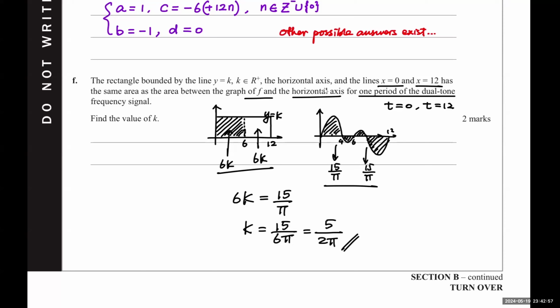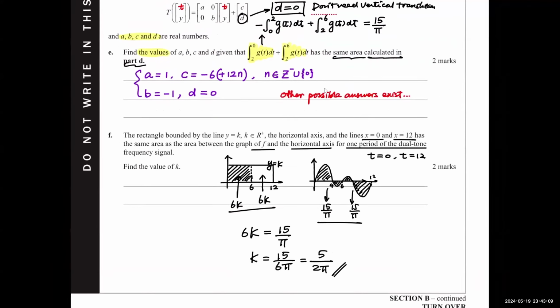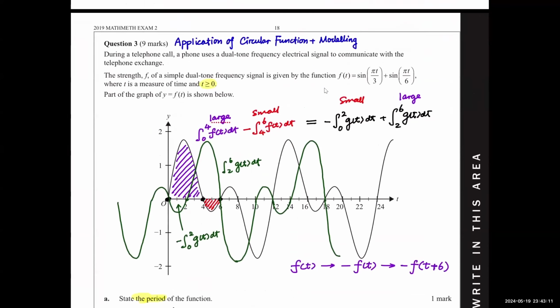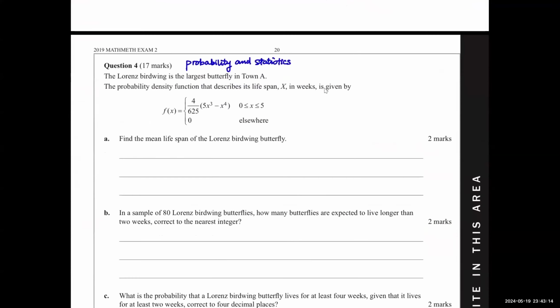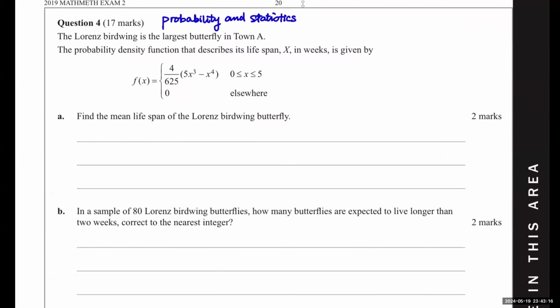A bit convoluted in the wording, but if you drew the diagrams, you immediately recognize what's being looked at, okay? So that's pretty much what we need to discuss for question 3, and then we can just move on to look at the probability question and the last investigative question, okay? So we get our CAS calculator ready. Question 4, 17 marks, quite a bit. Probability and statistics. The Lorentz birdwing is the largest butterfly in town A.